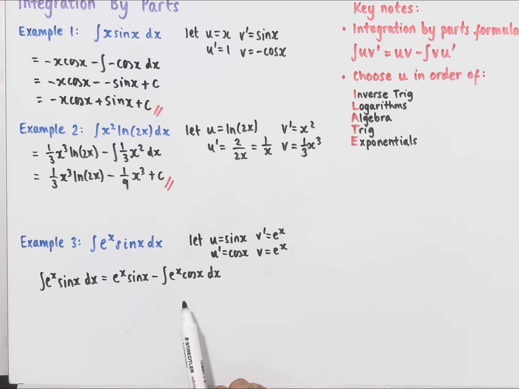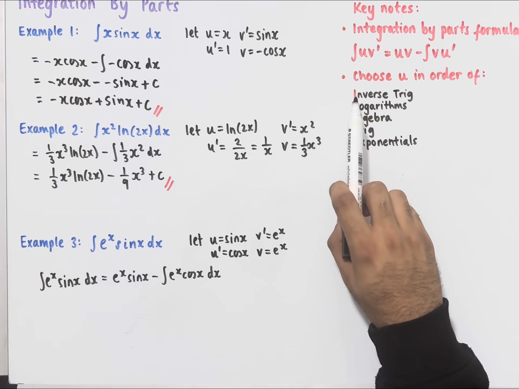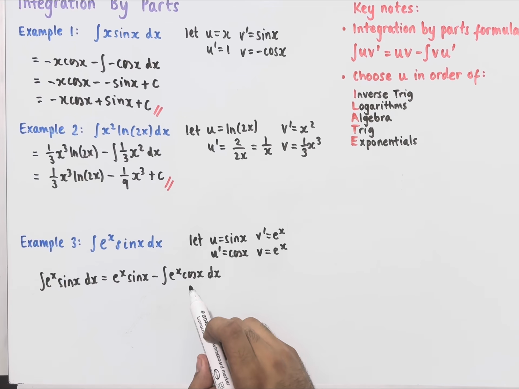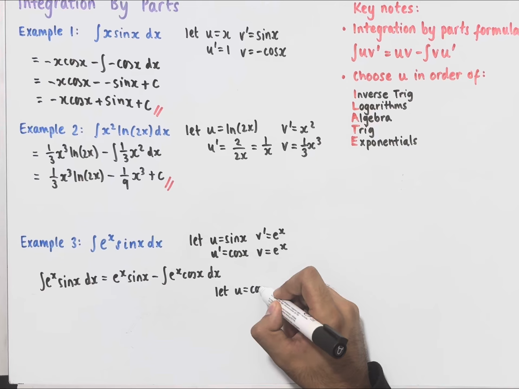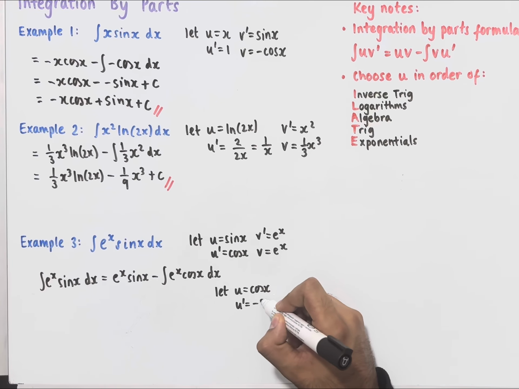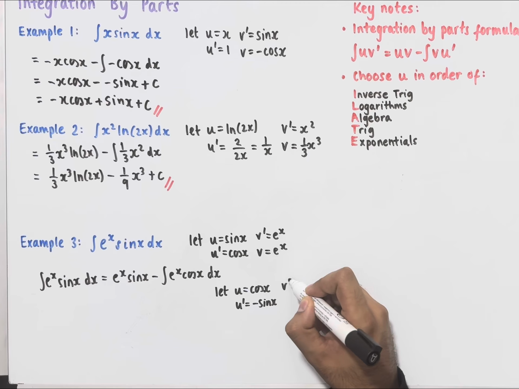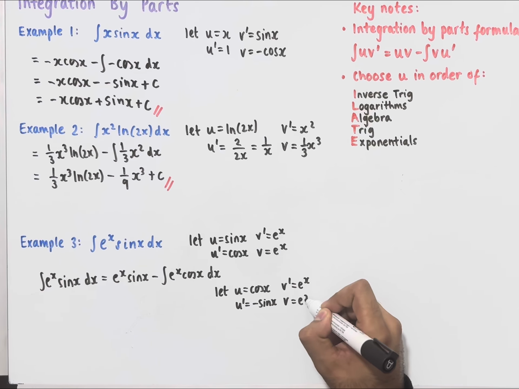Now we need to use integration by parts again to integrate e to the x cos x. And since we have an exponential and a trig function, we're going to choose u in the order of ILATE, which in this case is going to be cos x. So let u equal cos x, then u dash equals minus sine x, and v dash equals e to the x, and v equals e to the x.